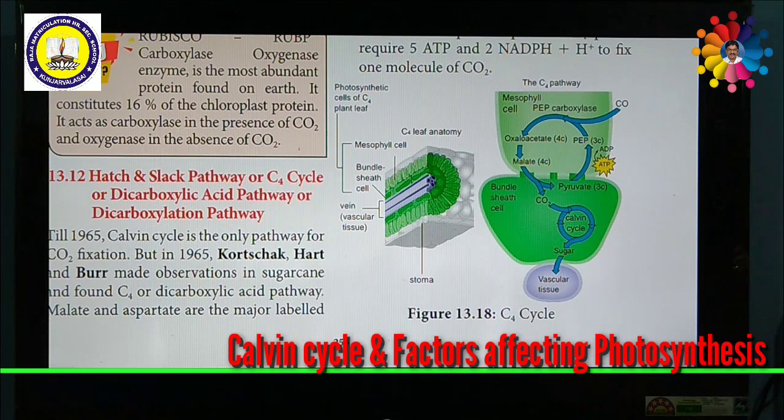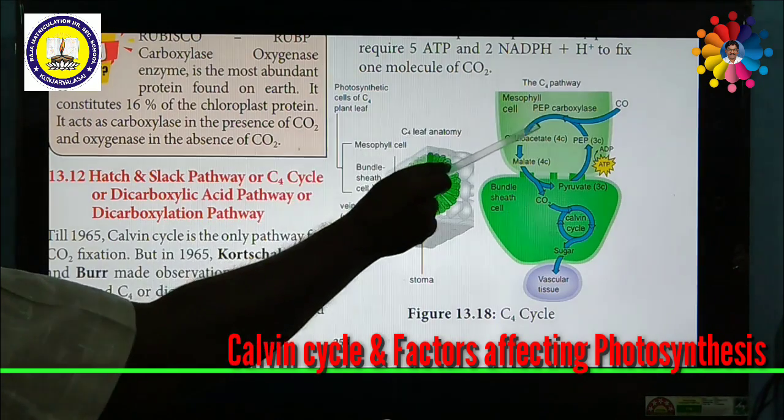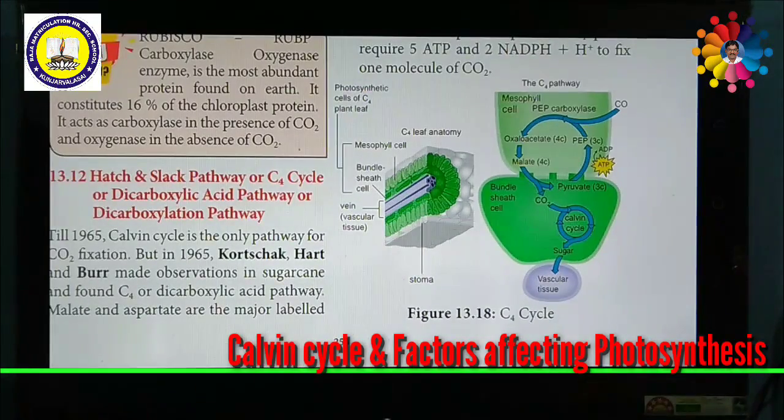Now, one important question is: what are the differences between the C3 cycle and the C4 cycle? That is, the differences between the Calvin cycle and the Hatch-Slack pathway. In the C3 cycle, carbon fixation takes place only in mesophyll cells. But in the C4 cycle, carbon fixation takes place in the mesophyll as well as the bundle sheath. So carbon fixation takes place in the mesophyll and bundle sheath in the C4 cycle.